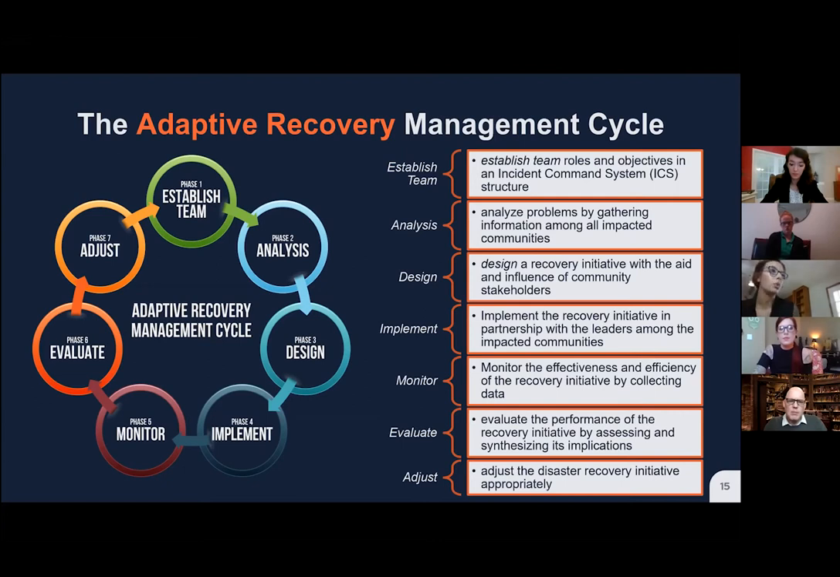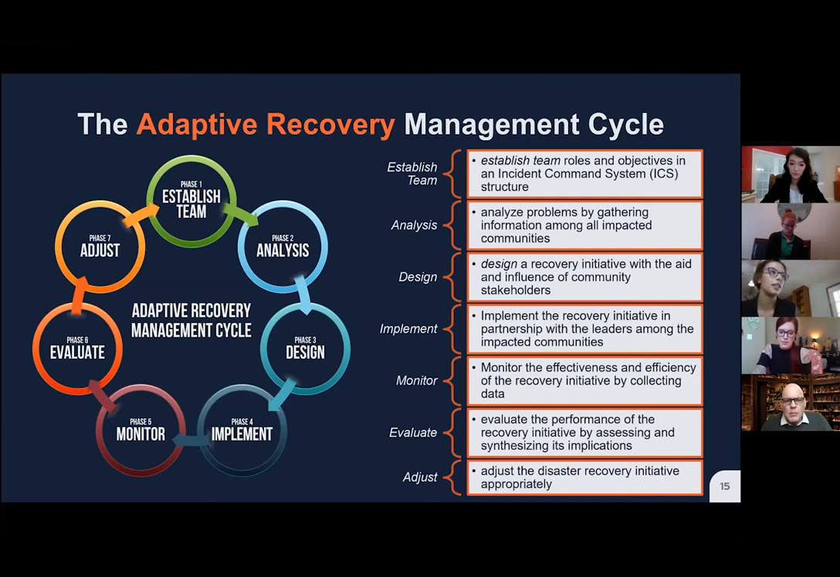And it is important to consider how the current outputs of the initiative will lead to future outcomes, and outline new reoccurring issues. Lastly, the adjustments will be made based on the gathered information.